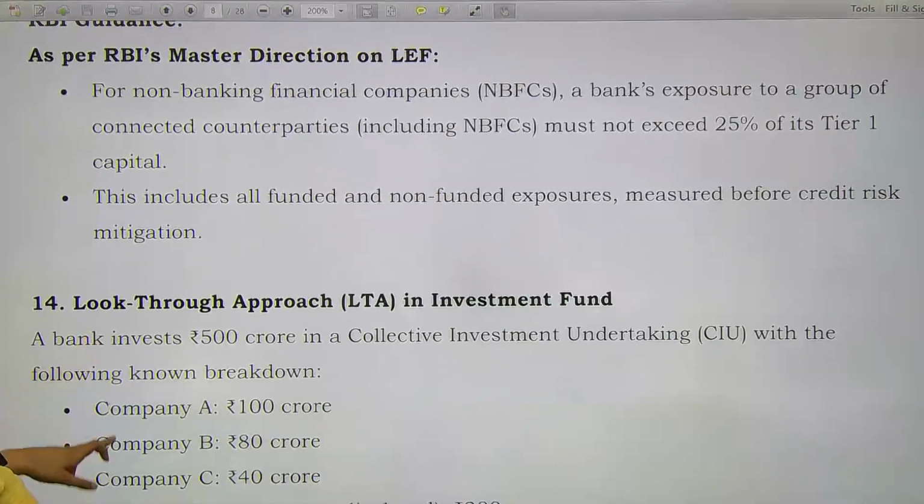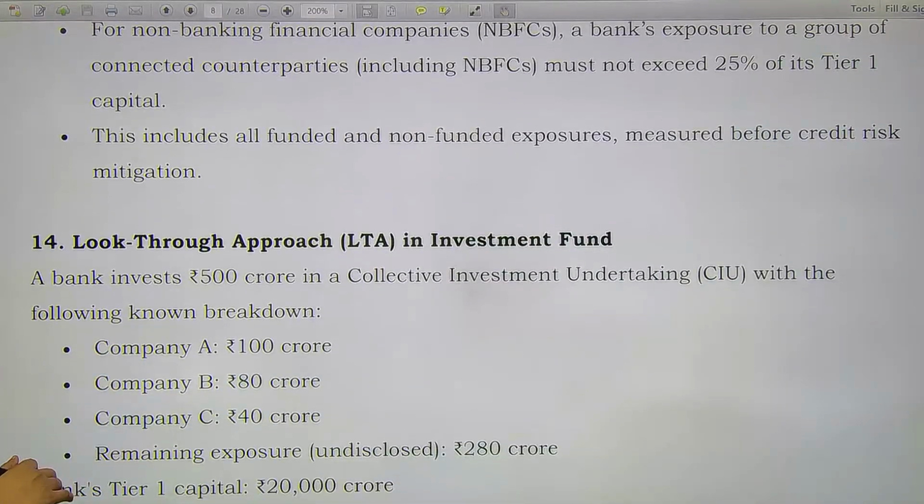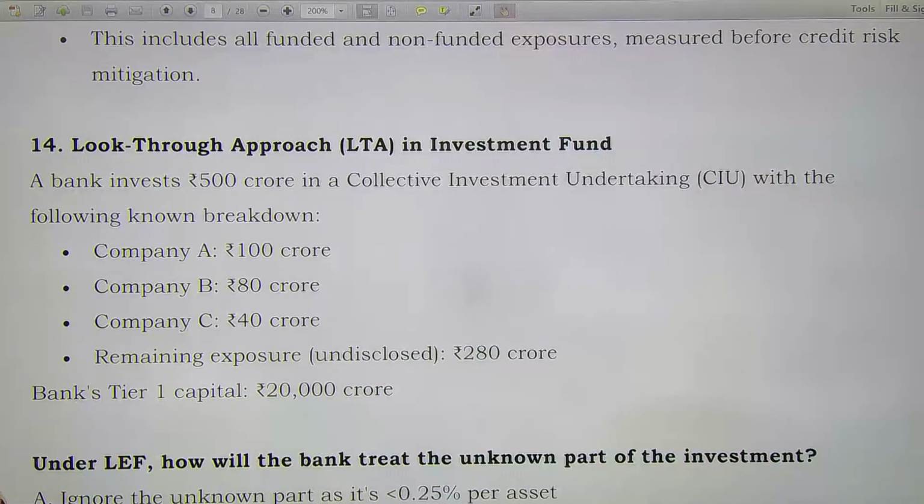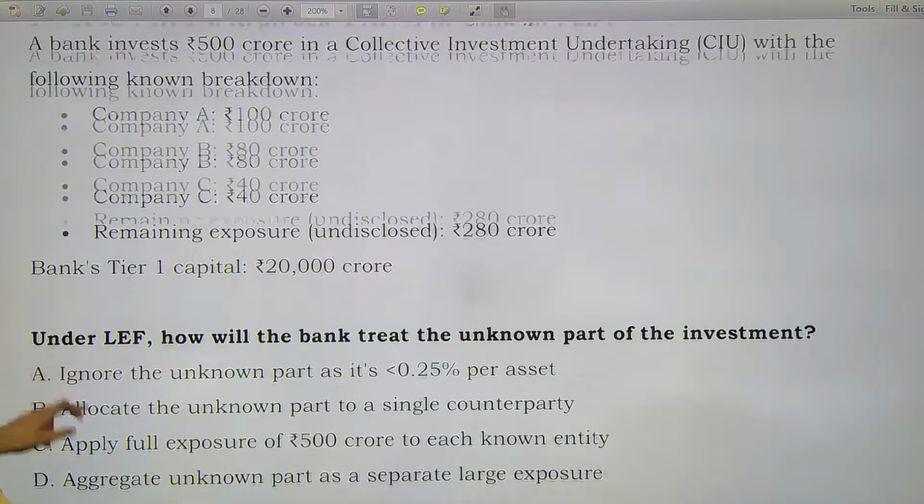Now, next is a bank invests 500 crores in a collective investment undertaking with the following known breakdowns. Company A 100 crore, Company B 80 crore, Company C 40 crore and there is a remaining exposure of 280 crores, right? Bank has invested but some of the exposure remains undisclosed. So, bank's tier 1 capital is 20,000 crore. They are asking under the large exposure framework, how will the bank treat the unknown part of the investment? Bank कैसे treat करेगा unknown part of the investment?